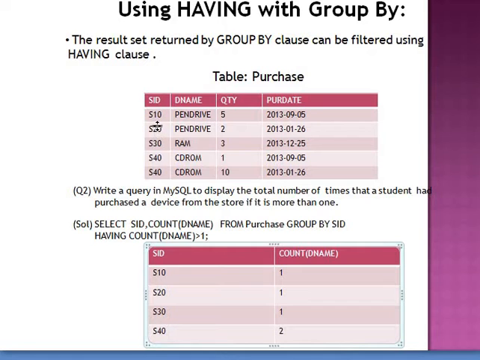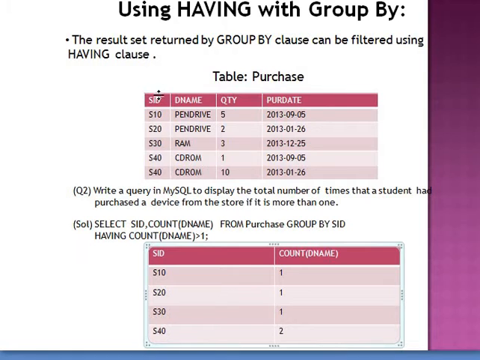Again, the student with SID entry as S20 also purchases the device pen drive, but only on this particular date. That's why the SID entry in the output table for which the SID value is S20 shows 1 under the count of dname column. Then again, the student with SID entry as S30 has purchased the device RAM only on this particular date. So again, for this student with SID entry as S30, it shows the count of dname as 1 in the output table.